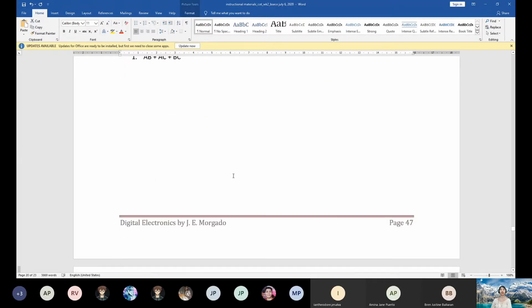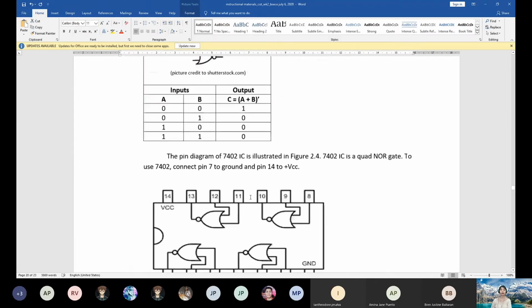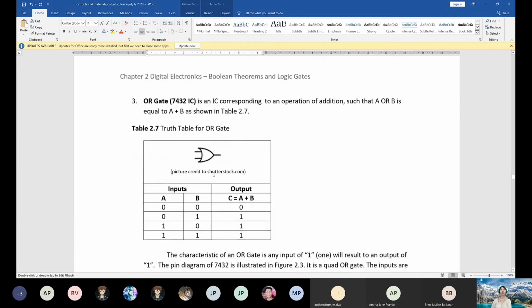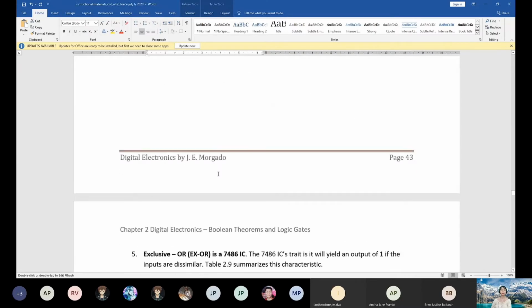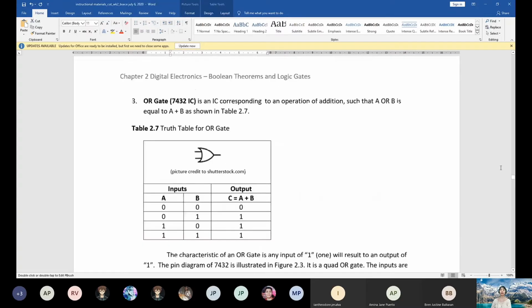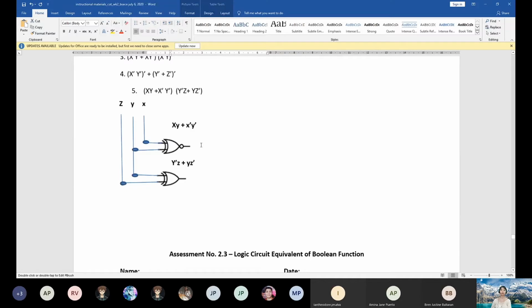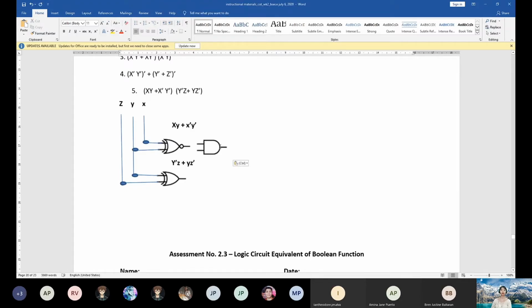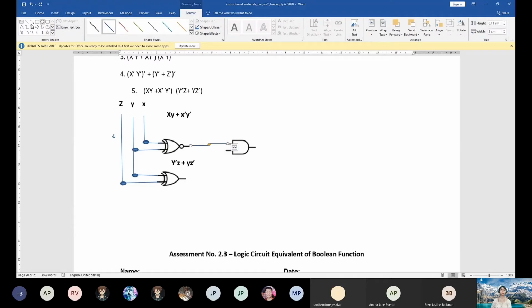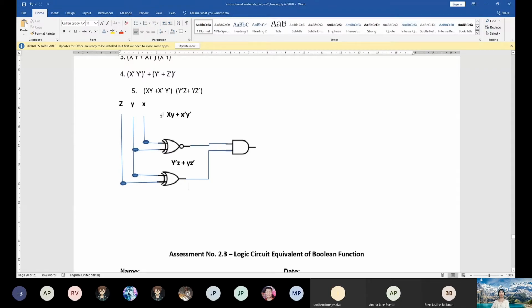So let's have an AND gate here. Okay, so AND gate. That's it for number 5.